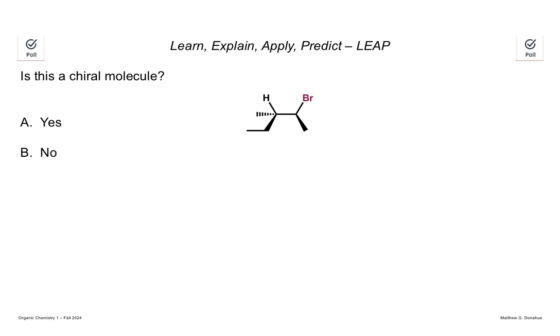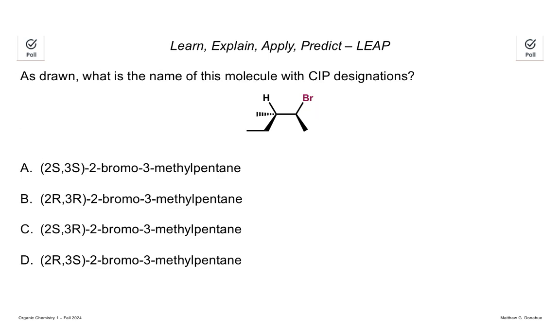So what about the minor product? Is this molecule chiral? So for this one, the answer is yes, because now if you examine it, you have carbons that have 4 different substituents. So this is going to be a chiral molecule. And so as drawn, I'll put the H in here to help us out.